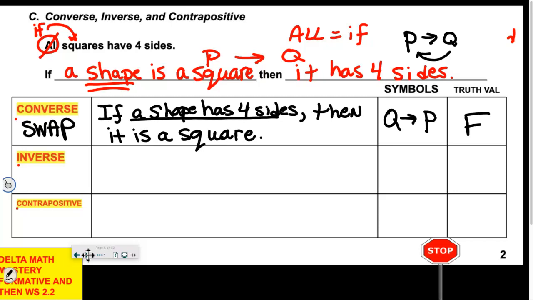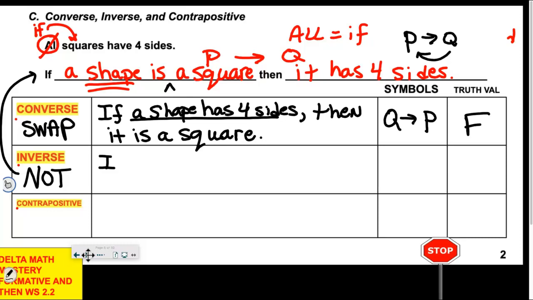All right, so the inverse of a conditional statement, I like to call it the nodder. I've got the swapper and the not. Basically, what you do is you go back to the original. So you're going to point an arrow up here, and you insert the word not into both the if and the then statements. So I'd say if a shape is not a square, then it does not have four sides.